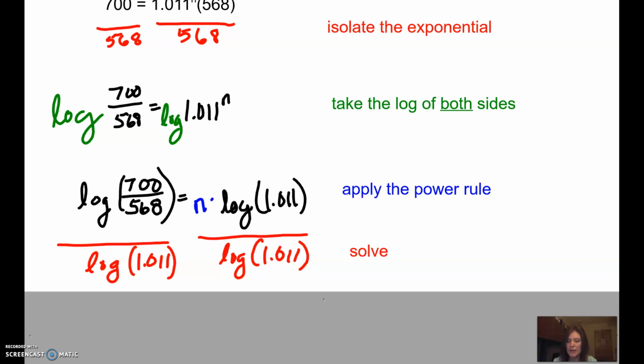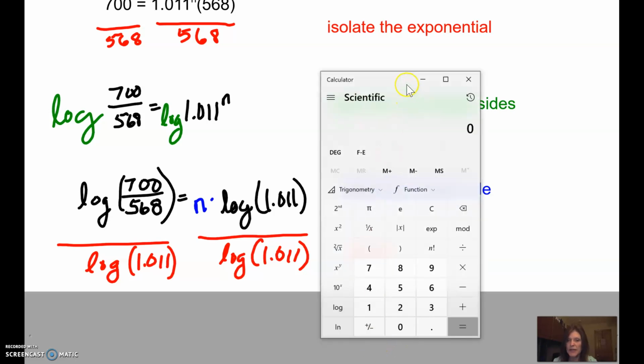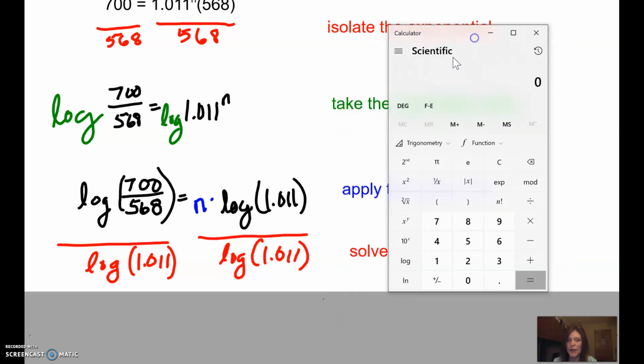So for my computer calculator, scientific version, because I want to have that log on it, what I'm trying to do is this left-hand side. A lot of times the scientific calculators require that I do the inside part first. Some of the more sophisticated ones do have a log button, and then you can put in what's inside the log. So again, your calculator may be a little bit different. But for mine, I'm going to take 700 divided by 568 and get my answer.